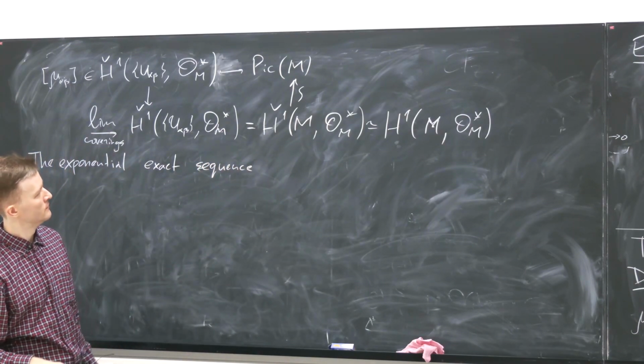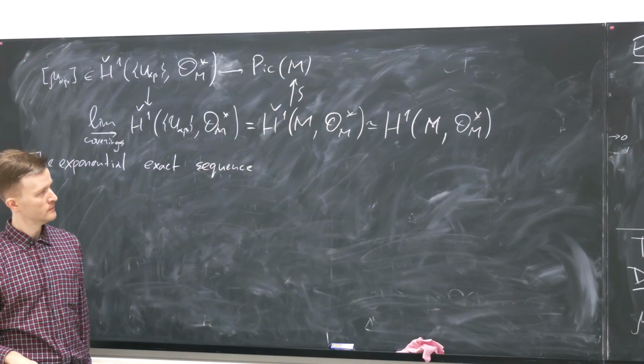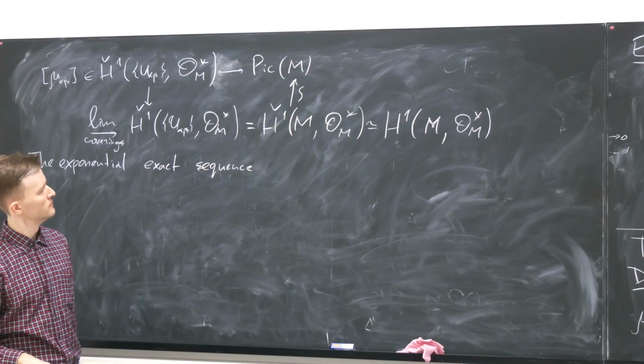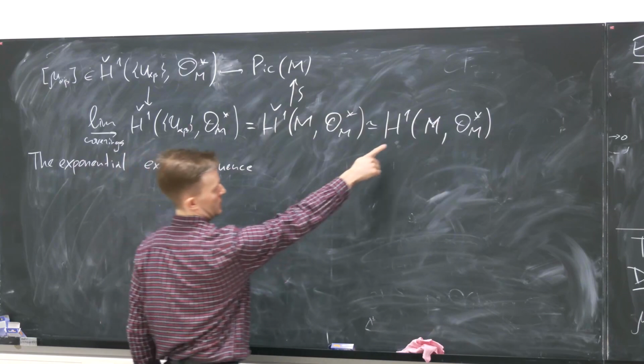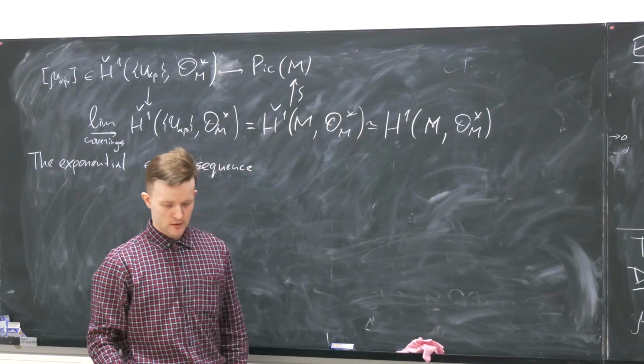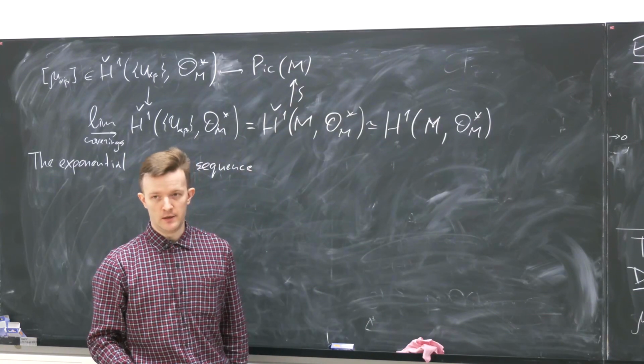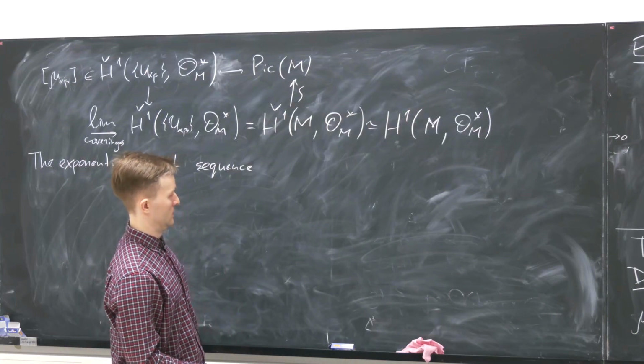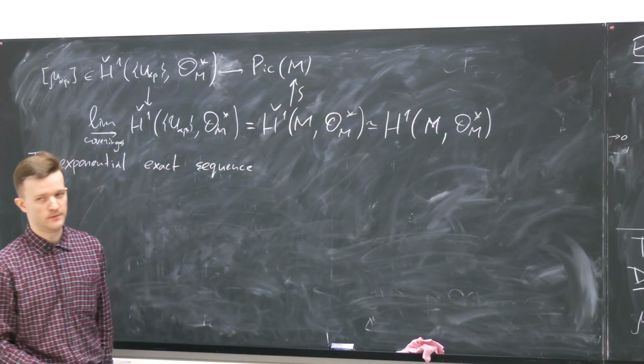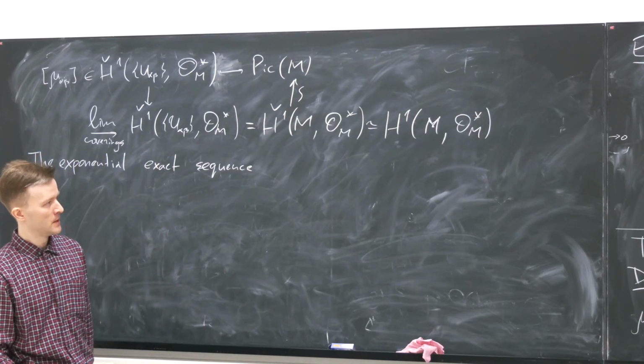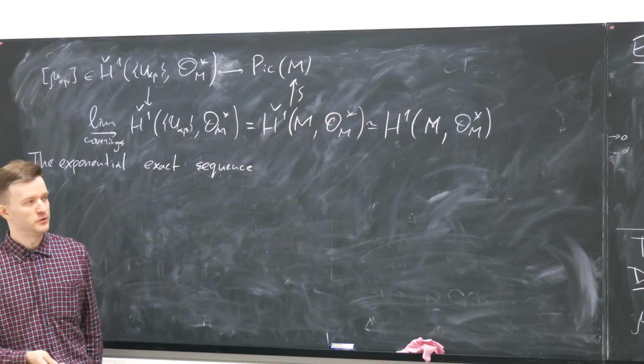The right hand side is just derived from the global sections, right? Which one? This one? Yes. Derived, yeah, exactly, that's the first derived functor of the global sections of the sheaf, on the category of the sheaves of abelian groups.